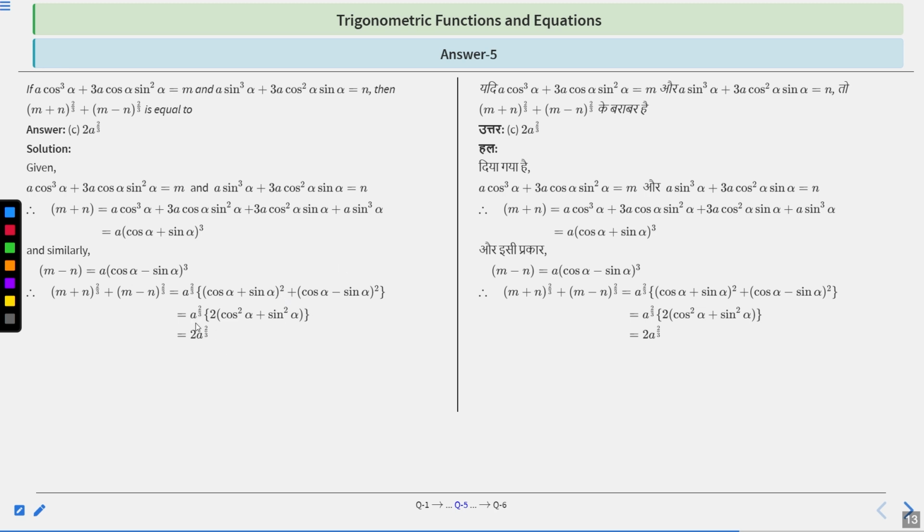Therefore, it will be equal to 2a to the power 2 by 3 into (2 cos square alpha plus sin square alpha). Now, we know that the value of cos square alpha plus sin square alpha is basically 1. Therefore, this simplified form will be 2a to the power 2 by 3. 2a to the power 2 by 3 will be the right choice. Got it? Therefore, option C is the right choice.